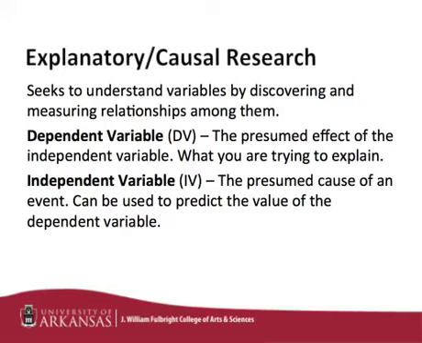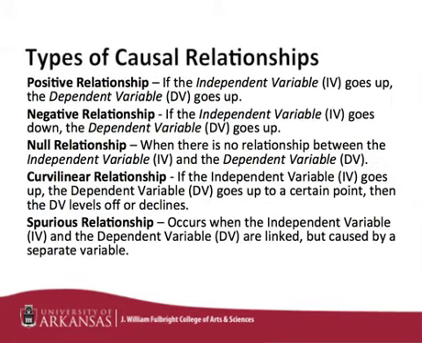Here we have the dependent variable. And this is the effect of the independent variable. In other words, it's what we're trying to explain. And there are many different things that we're trying to explain, but ultimately it's a form of political behavior. Now, the independent variable, which is the presumed cause of an event, there can be many of them. So there are multiple different approaches to try to see how this independent variable affects the dependent variable. So let's take a look at different types of causal relationships.